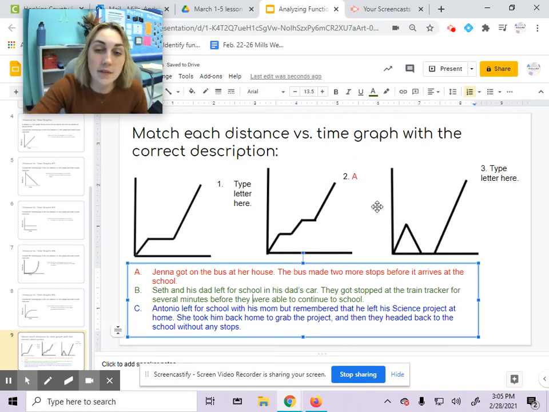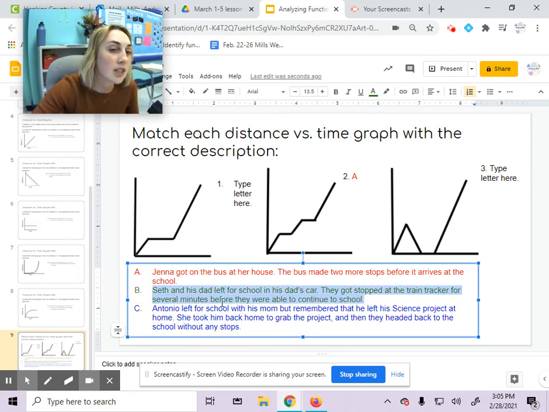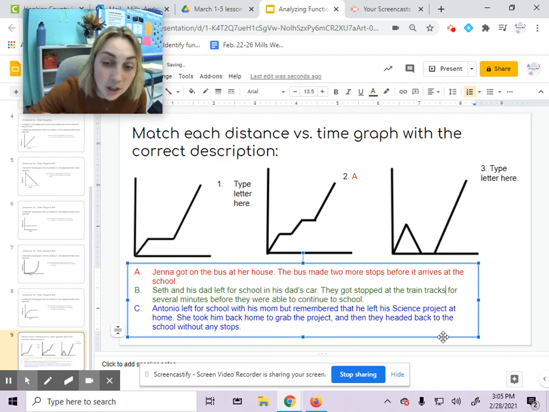All right. So now we have 2 more graphs left, and let's look at the green description. So this one says Seth and his dad left for school in his dad's car. So they're leaving from home. They got stopped at the train tracks for several minutes before they were able to continue to school. So again, pause the video, figure out, is it the first one or is it the third graph?